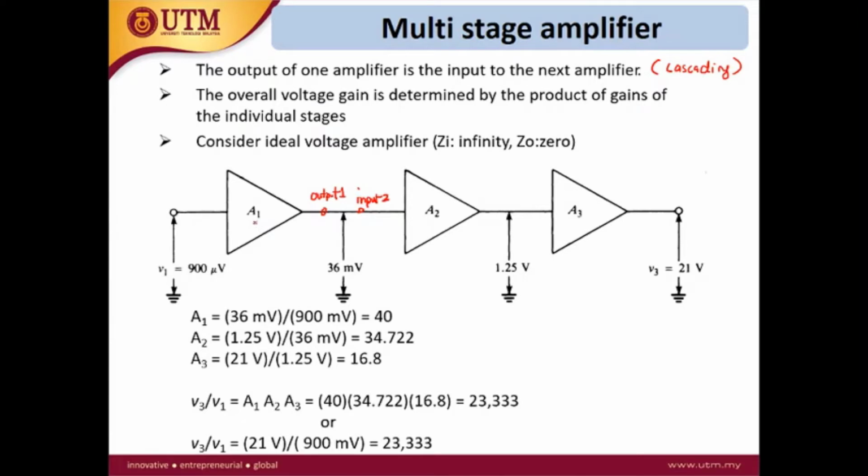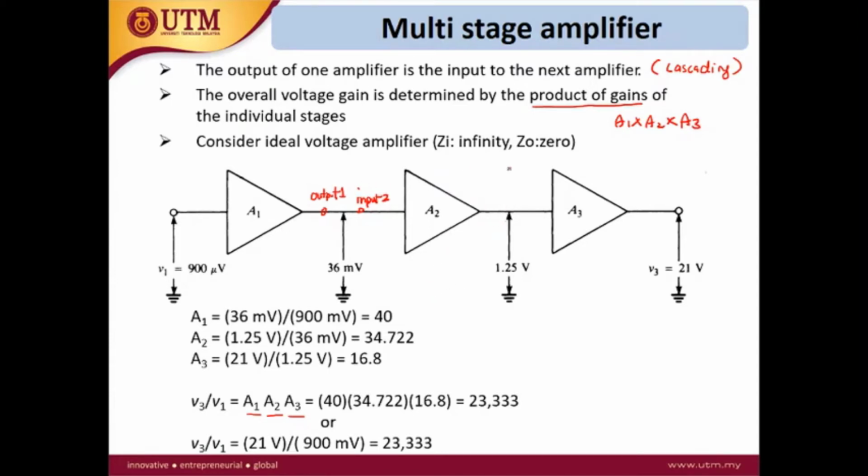For example, if we know that the gain of amplifier 1 is A1, A2 is the gain of amplifier 2, A3 is the gain of amplifier 3, the total gain of this amplifier is A1 times A2 times A3. So the product of the gain. So this is A1 times A2 times A3.